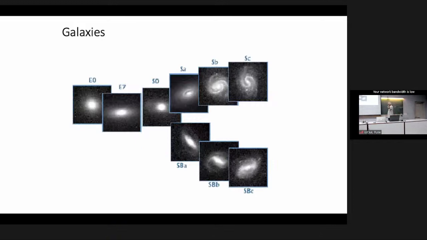Now, we want to talk about supermassive black holes in galaxies. What are the different kinds of galaxies? I'm sure you are seeing this Hubble diagram. You've got elliptical galaxies, spiral galaxies, and lenticular galaxies here. These are the unbarred galaxies, and these are the barred galaxies.